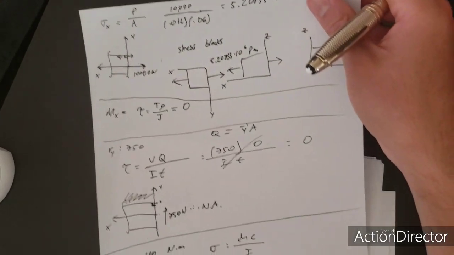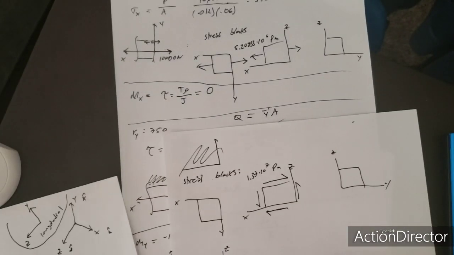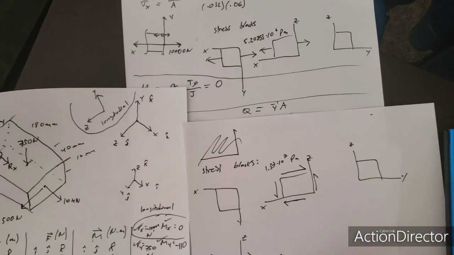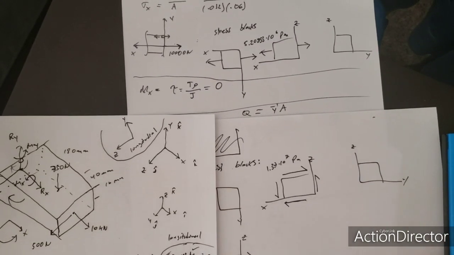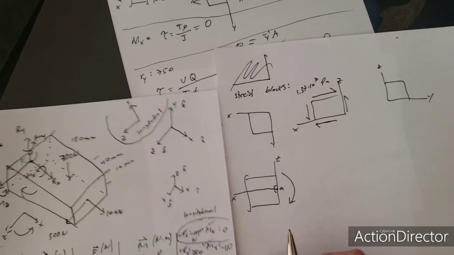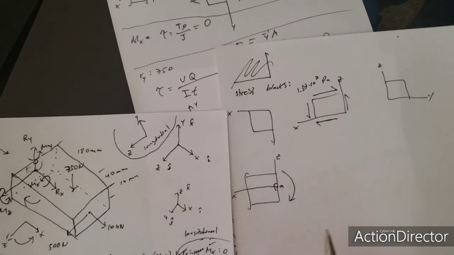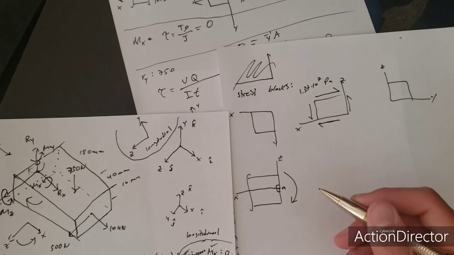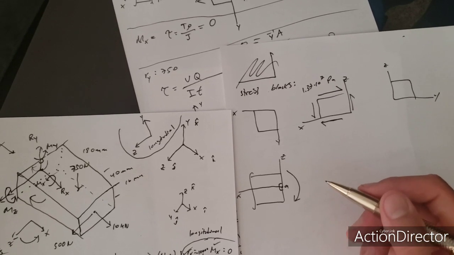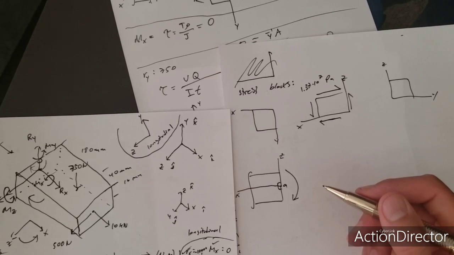XZ, point A is at the top. Let's see. No, not the top, sorry. I'm just trying to see this. Better light. Oh, it's actually in the middle. So once again, the bending moment. Will it just be 0 again? Looks like it's going to be 0 once again.